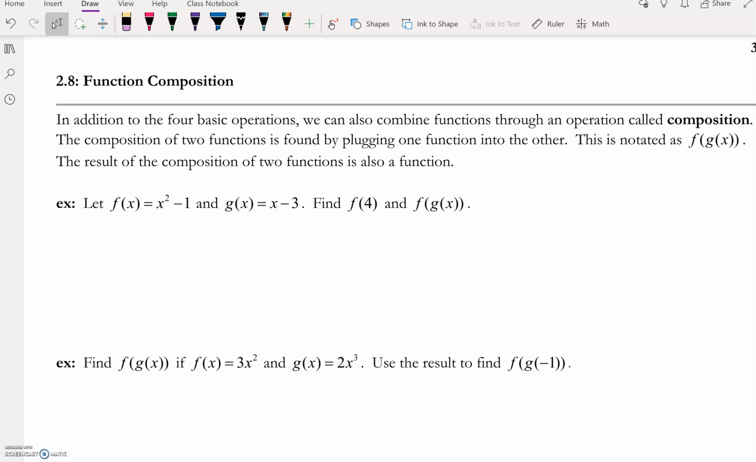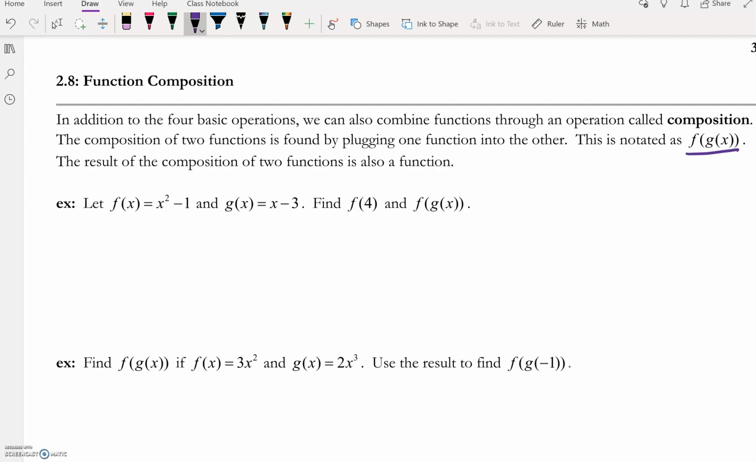All right, so this is going to be section 2.8 in your notes, and the topic is function composition. Last time you learned about the 4 basic operations of functions where we can add, subtract, multiply, or divide different functions, but we can also combine them through an operation called composition. Basically, the composition of 2 functions is found by plugging one function into the other. This is notated as f of g of x.